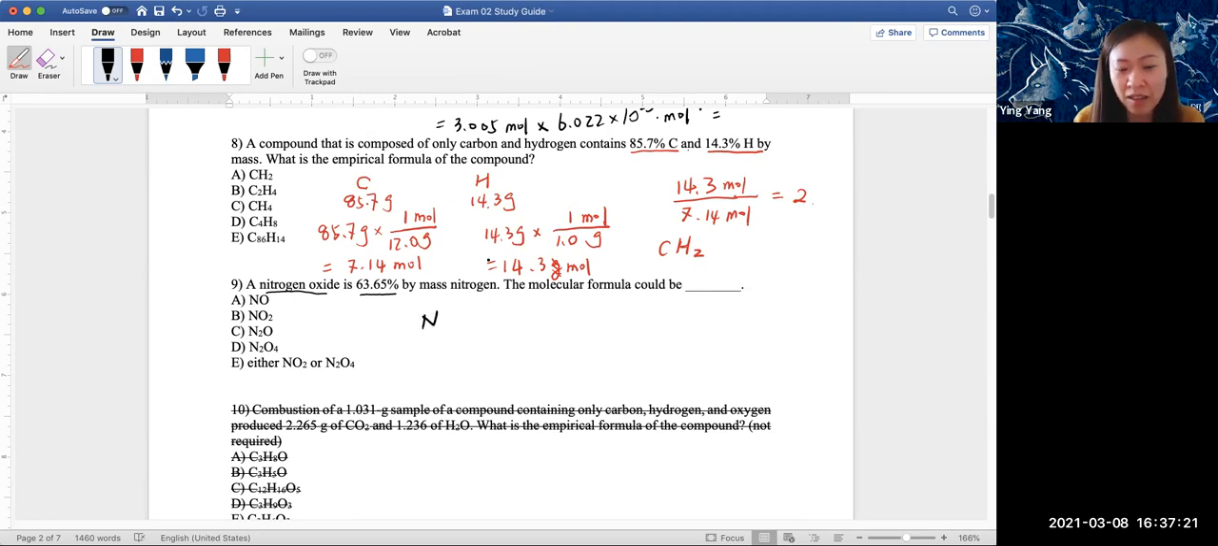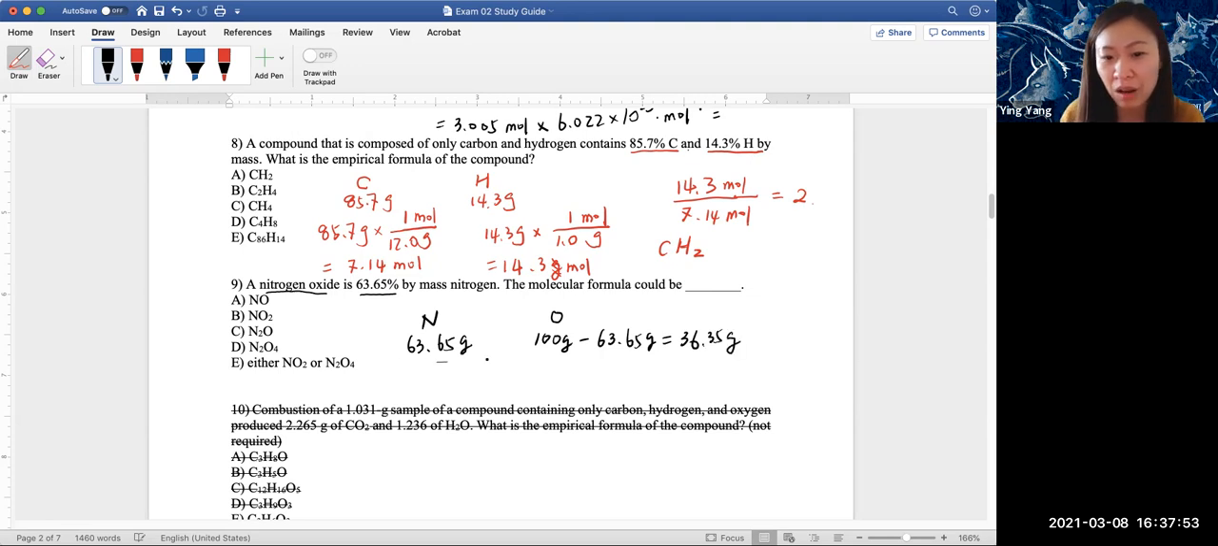So same thing here. Write down all the elements, don't miss any. Assume there are a total of 100 grams. Now we know that there will be 63.65 grams of nitrogen, and the amount of oxygen can be calculated by subtracting 63.65 grams from the total weight of 100 grams. And so we find out the weight of oxygen would be 36.35 grams.